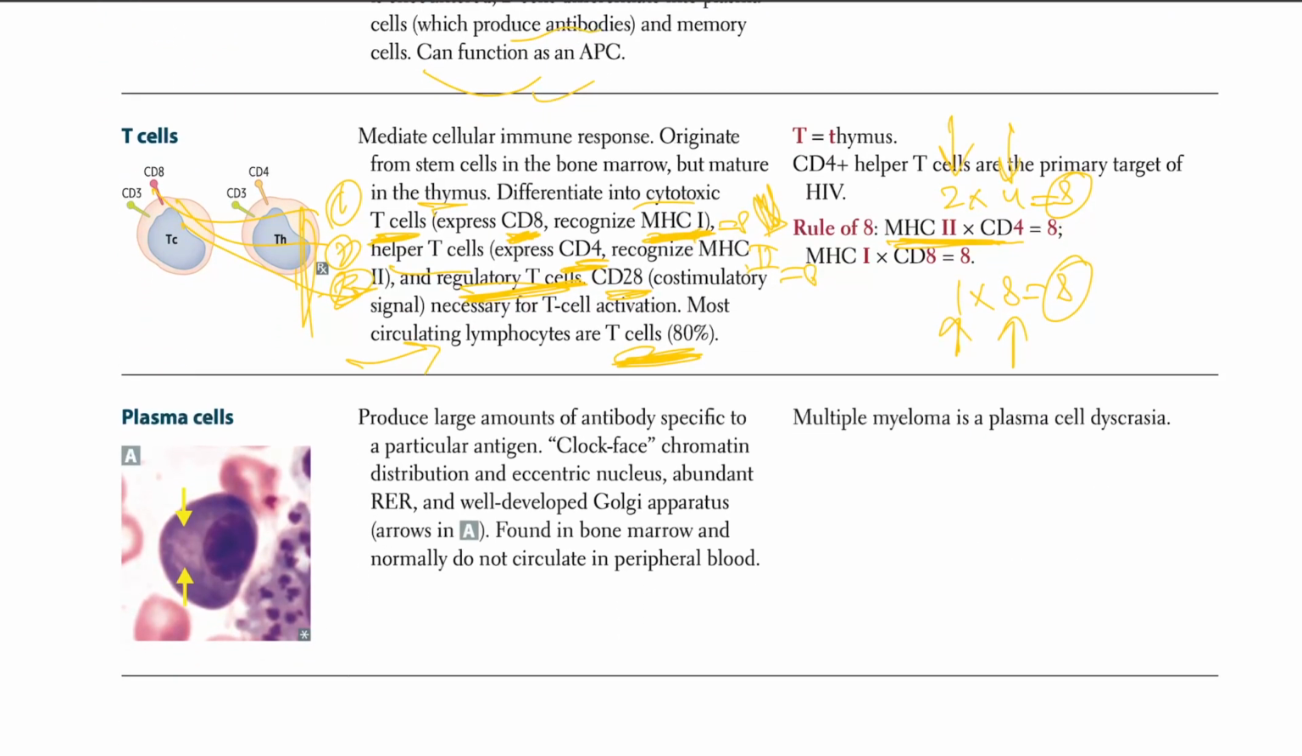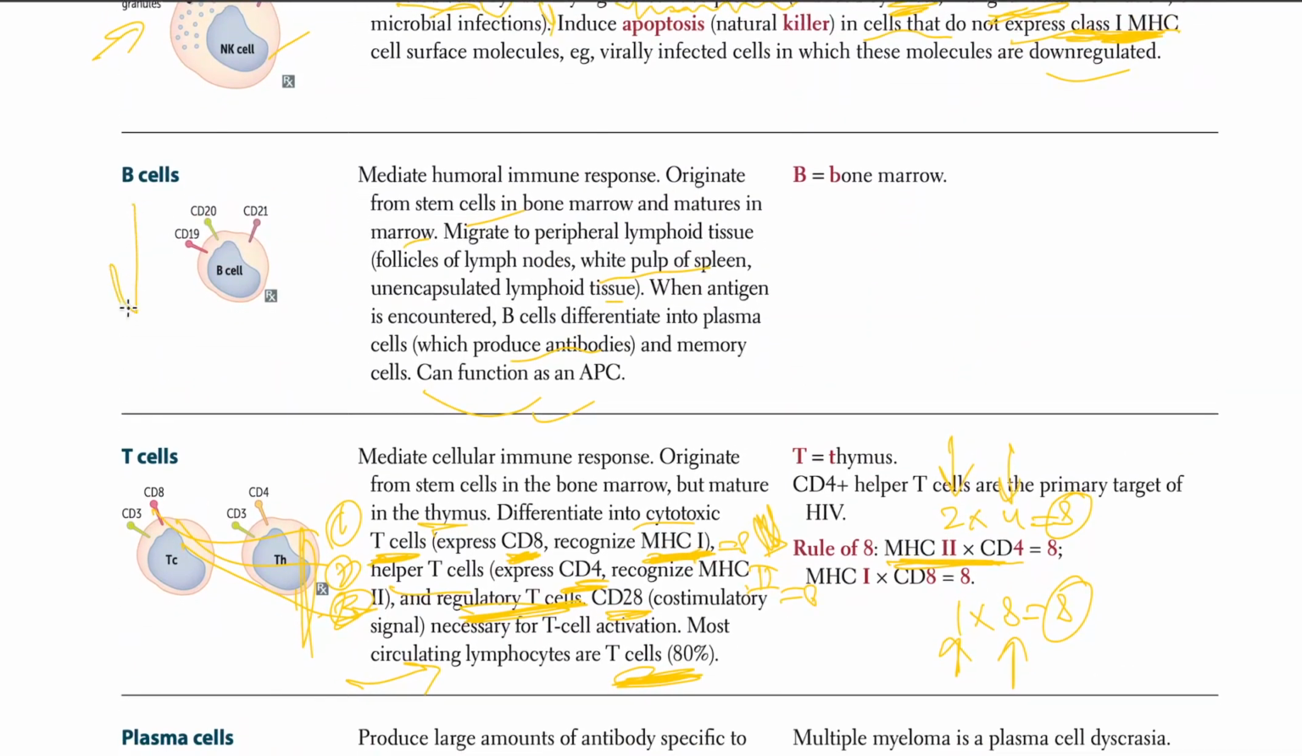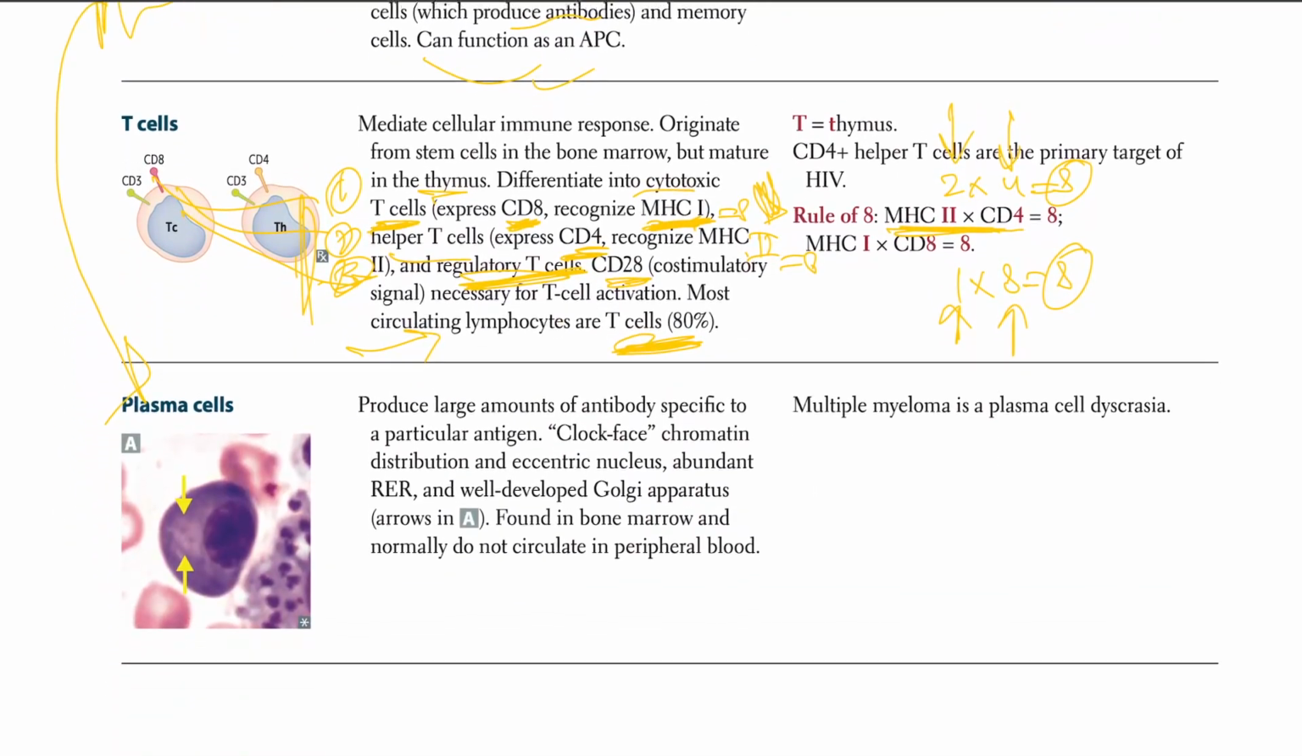Alright, let's go to plasma cells now. We did talk about plasma cells, that the B cell forms the plasma cells. So let's discuss some more here. Plasma cells produce large amounts of antibodies specific to a particular antigen. They have the clock face. What is the clock face? Chromatin distribution. Clock face, just know it as a fact, for the plasma cells: chromatin distribution and the eccentric nucleus. Look at the nucleus, which is eccentric. The nucleus is on the side.